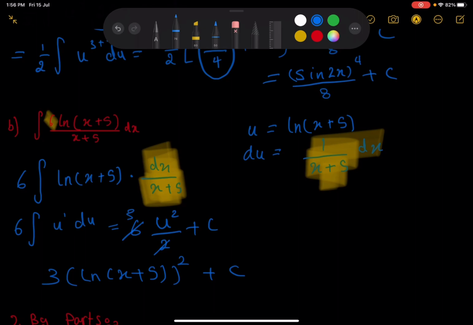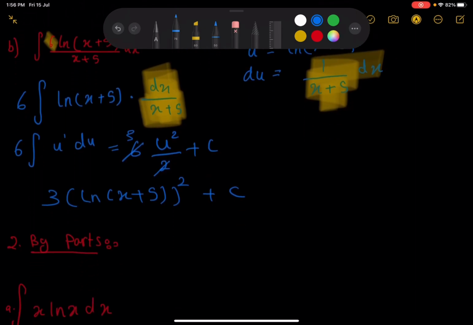Why did I use substitution here? Because I have a term and its derivative. As you can see, the derivative of ln x plus 5 is 1 over x plus 5. So whenever you have a term and its derivative, use integration by substitution. Also, always try to have it as a rule: whenever you see any integration problem that you cannot solve easily, use integration by substitution. If it didn't work, we're going to go to the next type of integration, which is by parts.